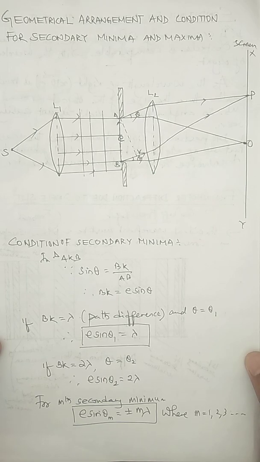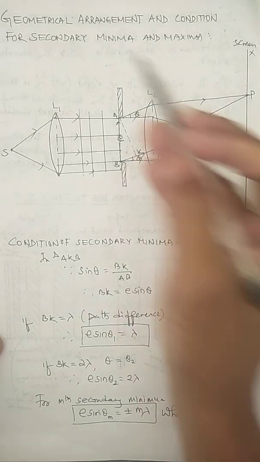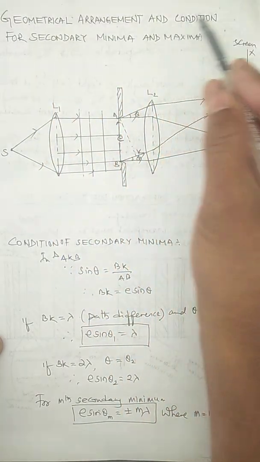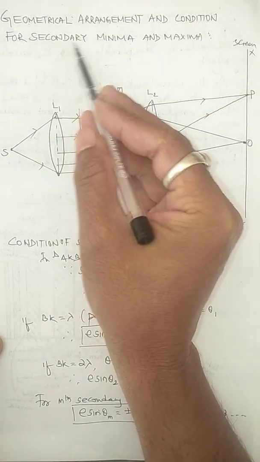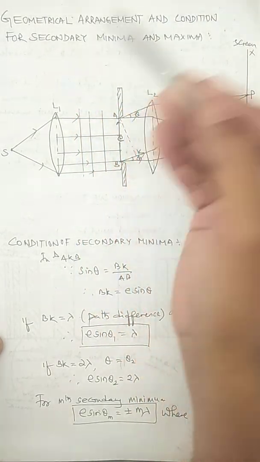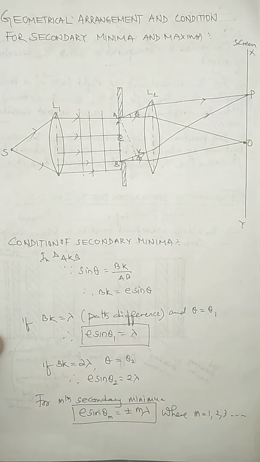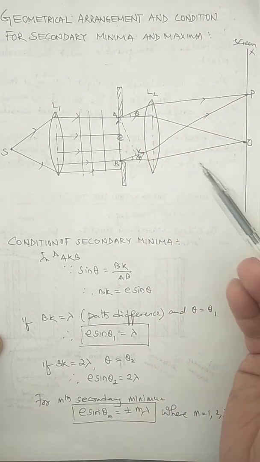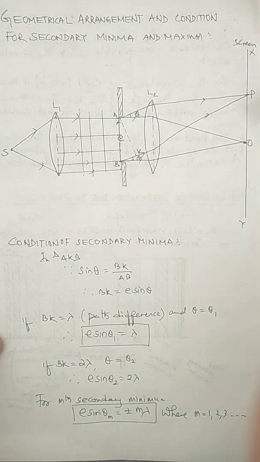Alright children, let's continue with the chapter that we have already started, that is diffraction of light. Now in this particular YouTube video, we basically focus on the topic, that is geometrical arrangement and condition for secondary minima and maxima. Secondary minima means dark fringes, maxima means bright fringes.